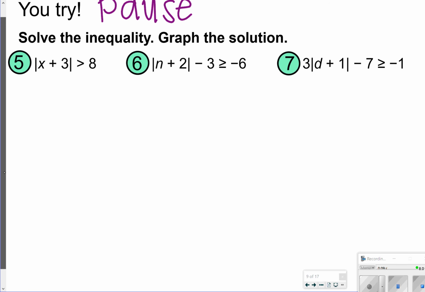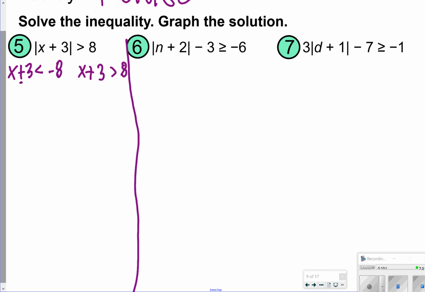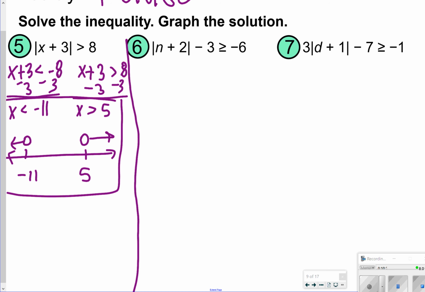All right, so for number 5, it looks like we can go ahead and start solving. So I'm going to have x plus 3 is less than negative 8, and x plus 3 is greater than 8. Make my line there. I'm going to subtract 3. For the first one, I get x is less than negative 11. And then over here, I'll get x is greater than 5. So again, when I graph, less than negative 11 will be open circle pointing left, greater than 5 is open circle pointing right. So here are my two separate answers because they don't overlap.